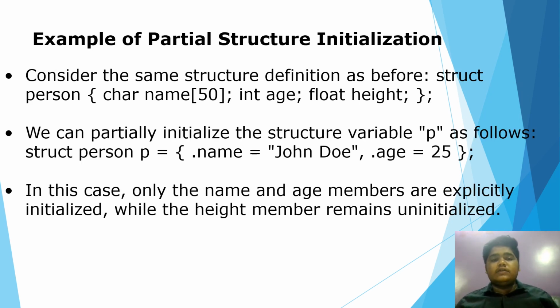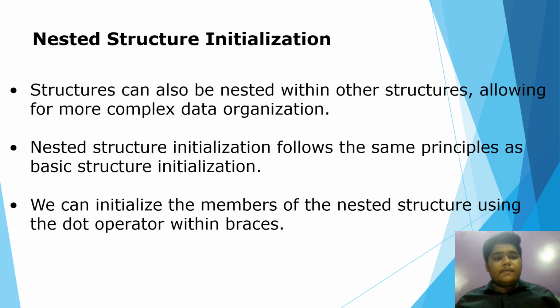Example of partial initialization. Consider the same structure definition: struct person { char name[50]; int age; float height; }. We can partially initialize the structure variable p as follows. struct person p = {.name = "John Doe", .age = 25}; In this case, only the name and age members are specifically initialized, while the height member remains uninitialized.